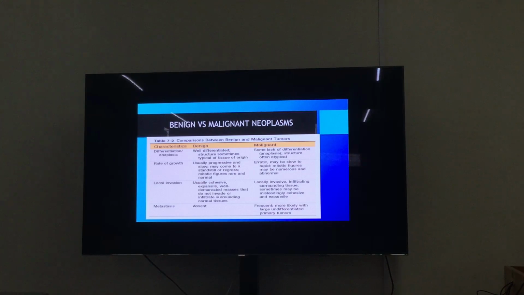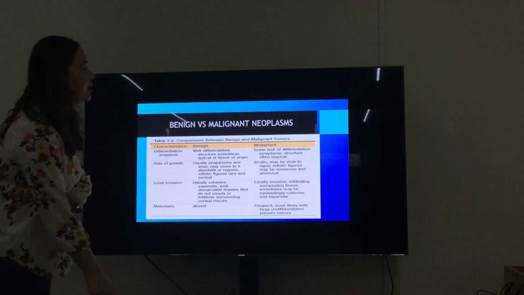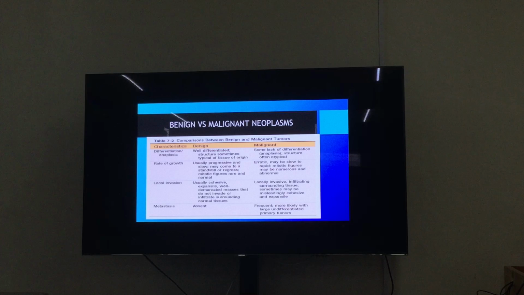Yun yung well-differentiated. So, it looks like that of the normal tissue. So, lipoma. Ano pa? Leiomyoma. When you look at leiomyoma, cellular lang yung mass, but the individual cells look like that of the myometrial cells. Okay? Smooth muscle of the myometrium. So, yun yung well-differentiated. Okay? Malignant, some lack of differentiation or anaplasia, structure often atypical. So, halos hindi mo na ma-identify that this is a smooth muscle of origin. So, hindi mo ma-identify na squamous pala ang origin nito.